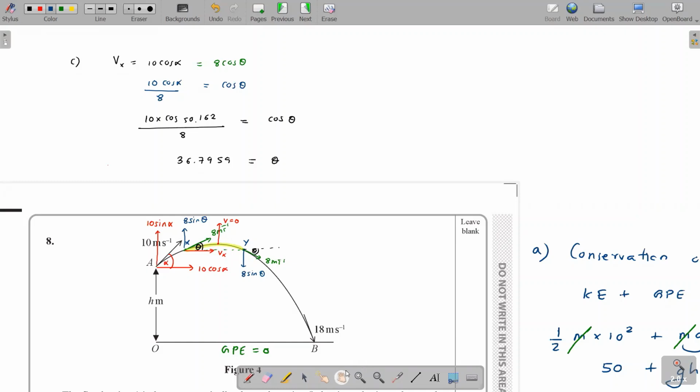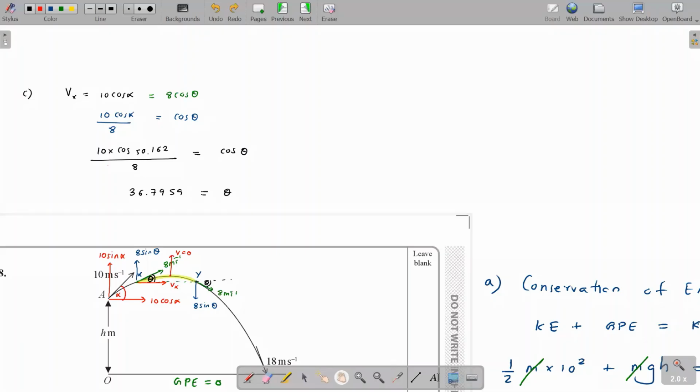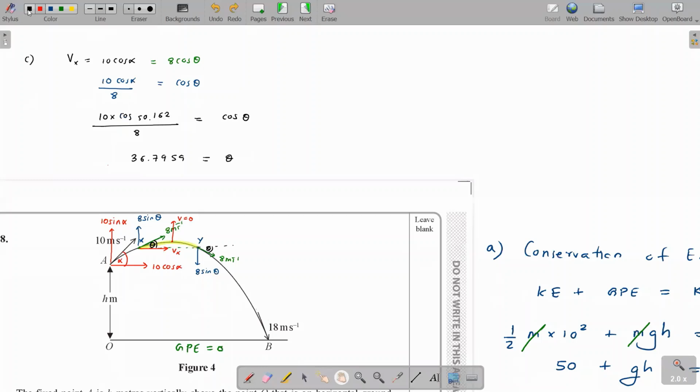So shall we work on this? Okay, so we'll use V equal U plus AT from X to Y directly. I'm going to use it to find the time duration where the speed was less than 8. I'll use it directly from X to Y instead of using it from X to the highest point, finding the time and multiplying by 2. Just make sure you use the directions properly with the angle.